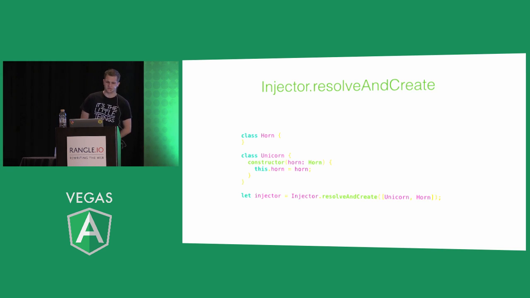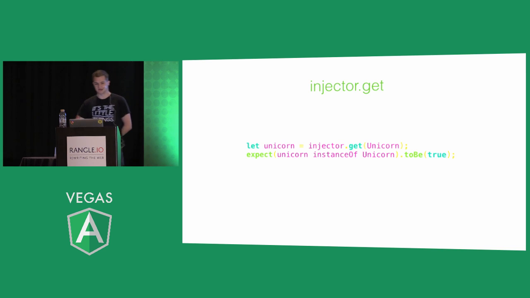The bread and butter of the Angular 2 dependency injector is injector resolve and create. This is effectively a factory to create a new injector instance, and it takes a list of dependencies or bindings. So say we have a unicorn and a horn. We call injector resolve and create, and we pass it a unicorn and a horn. And it doesn't have to be just classes. They can be bindings. But to get an instance out of an injector, say we've created this injector, and we have the return value of this factory, we use injector.get. So here we're expecting the instance of unicorn to actually be an instance of that class of unicorn, and that pans out to be true.